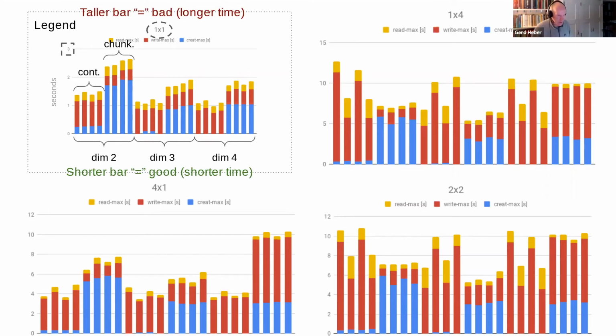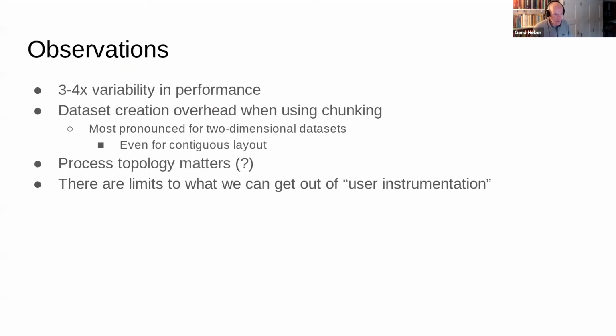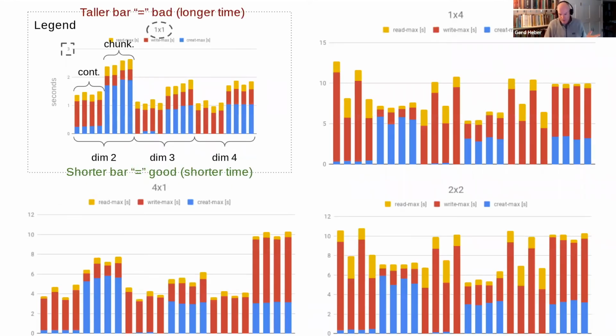Process topology seems to matter in some form. But then, of course, we will very quickly find that with just 3 timings you have to be careful not to read too much into that. So it tells us something. Maybe the loudest and clearest is this creation overhead. But otherwise, I would not read too much into these results.